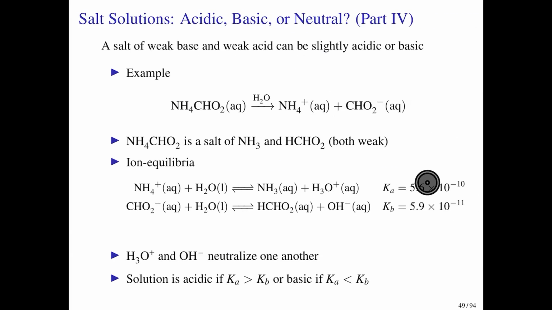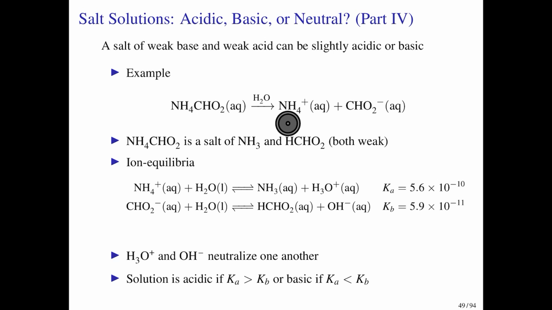In this last rule here, it's ambiguous. We can't tell whether or not the solution will be acidic or basic without doing a numerical comparison. And so a salt of a weak base and a weak acid can be either acidic or basic. So we're looking at the ammonium formate electrolyte. It dissolves readily to give you ammonium and formate ions.